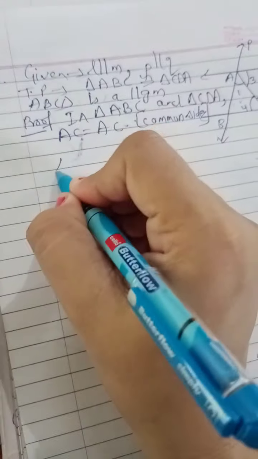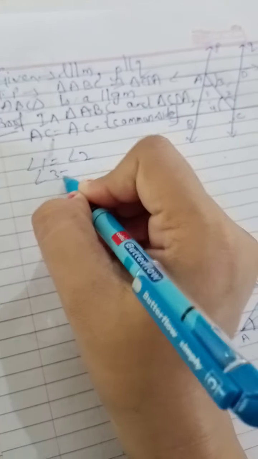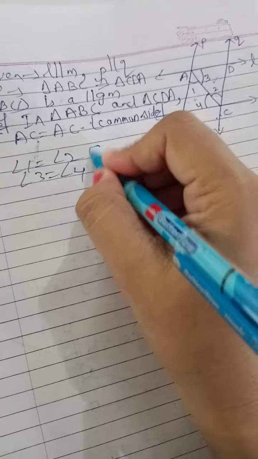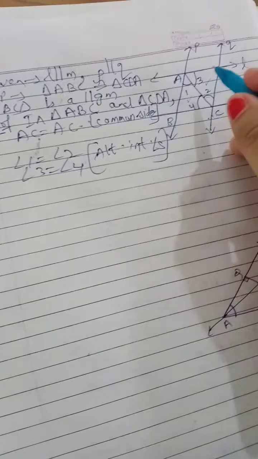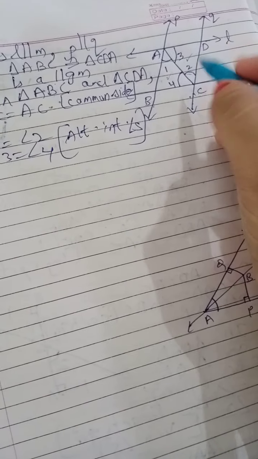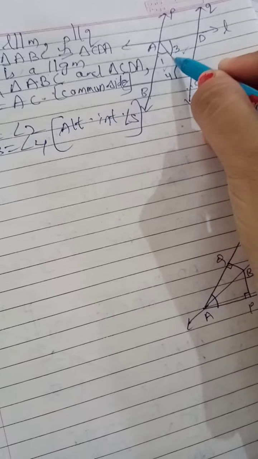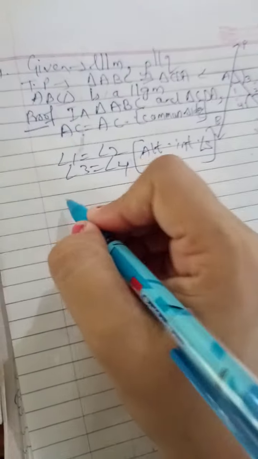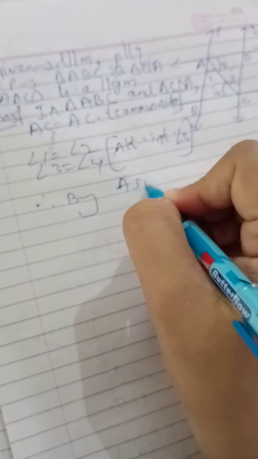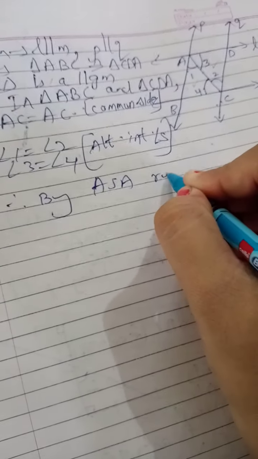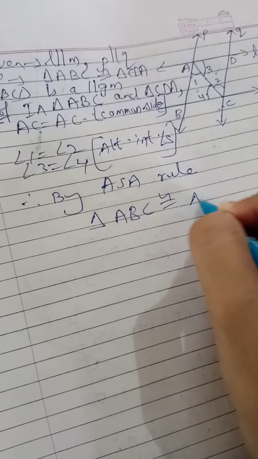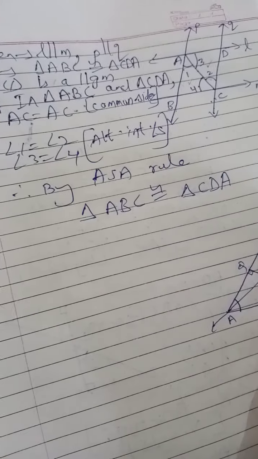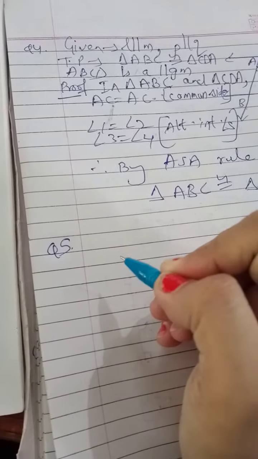So I have written AC is equal to AC, it is the common side. Angle 1 is equal to angle 2. Angle 3 is equal to angle 4. Reason: alternate interior angles. So therefore, by which rule will it be applied? Angle side angle. Therefore by the angle side angle rule, triangle ABC is congruent to triangle CDA. Okay.